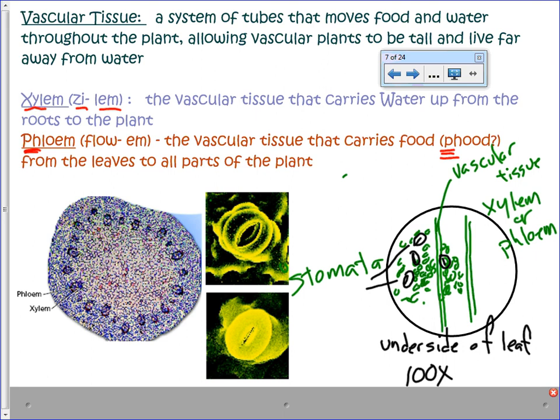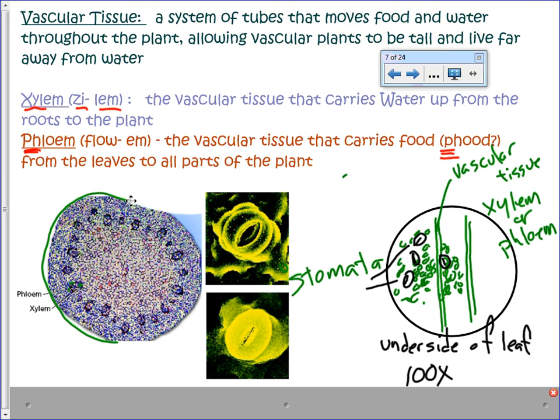So this picture right here is a cross section of a stem of some sort, right? And it says, oh, look, here's the phloem and here's the xylem. And you're like, well, how would I know? Well, you wouldn't know unless the book told you.